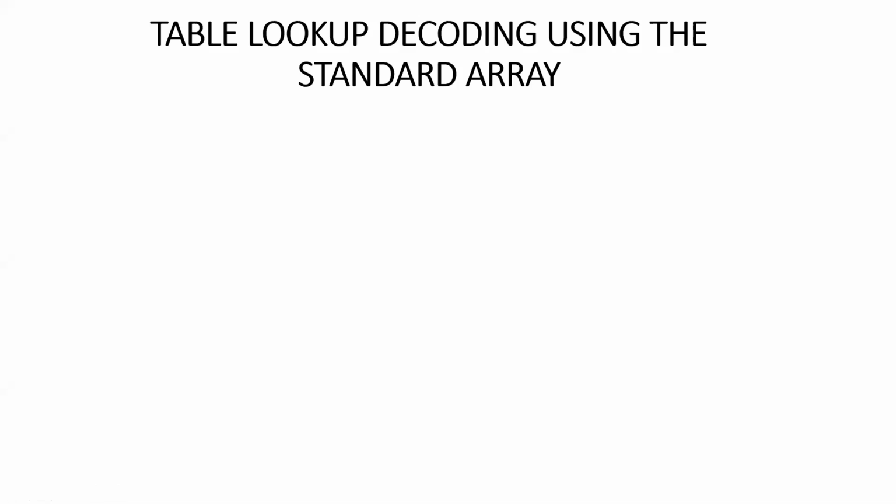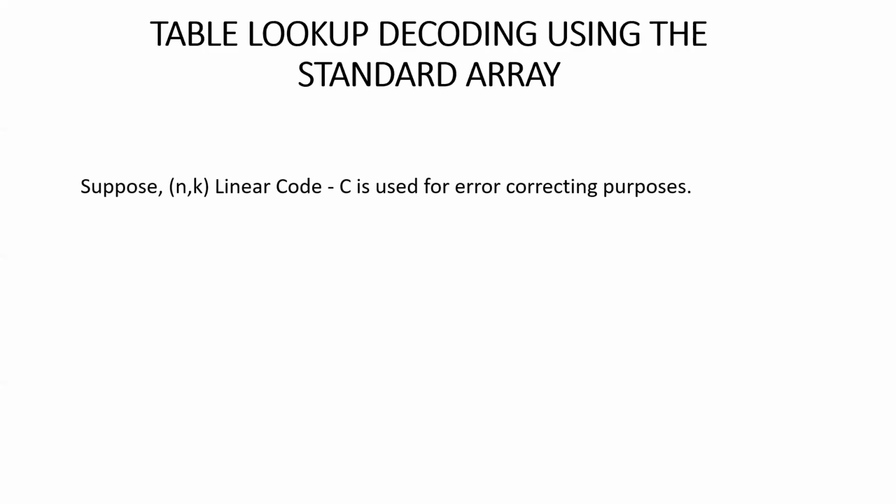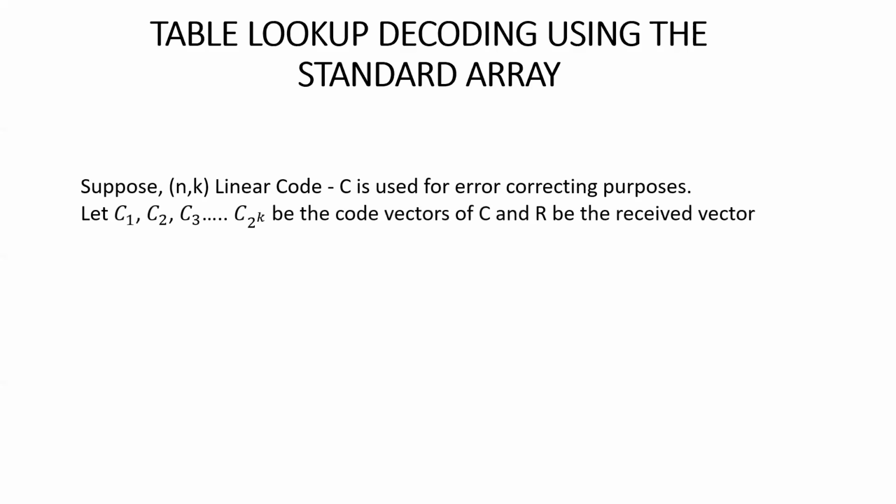So now let's say we have an (n, k) linear block code, which is denoted by a capital letter C. And let's say that this code vector is used for correcting purposes. What we'll be correcting here is obviously the errors. And next, we know that we can generate code words from the linear code (n, k). So let's say that the code words are c1, c2, c3 till c2^k.